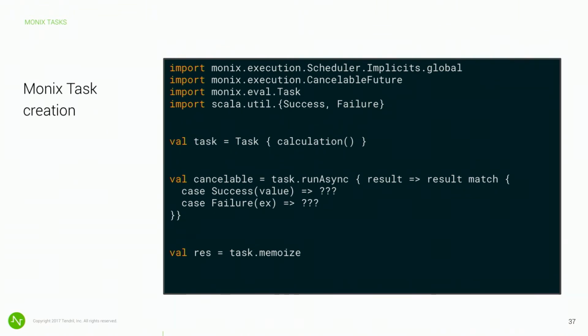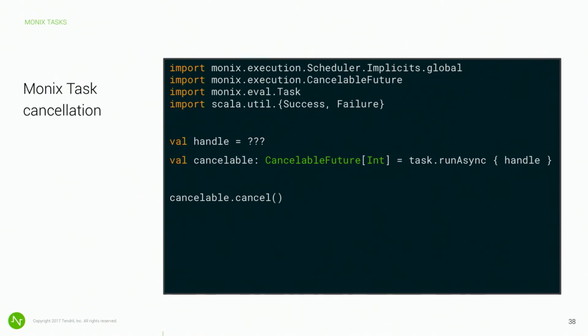I'm mostly going to focus on Monix here. In Monix, we can create tasks using apply. We can run that task and give it a handler at that time, and that handler, just like we've seen before, is going to execute when the thing's available. If we want to explicitly run and memoize the result, we call task.memoize. If we want to cancel, when we called runAsync, we actually got a cancelable future back, and then we can cancel that.